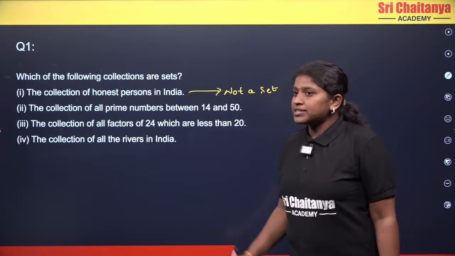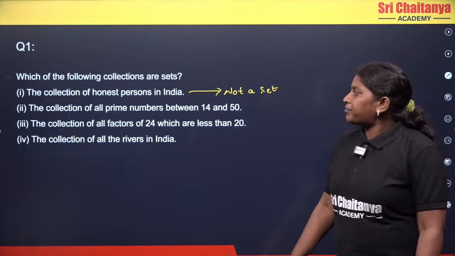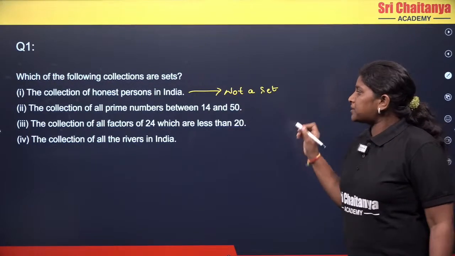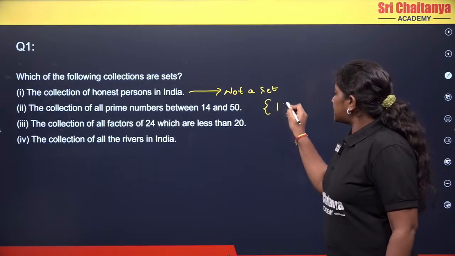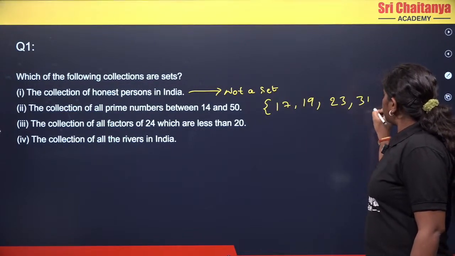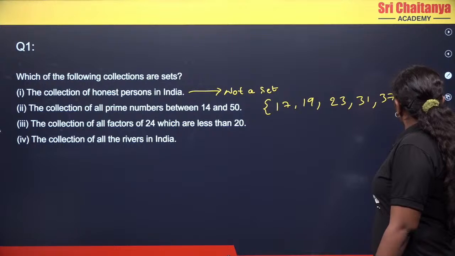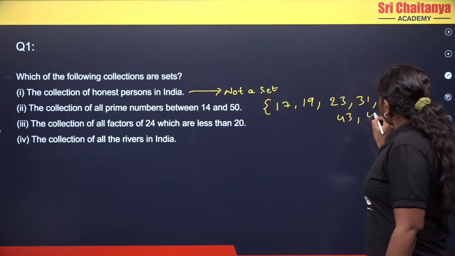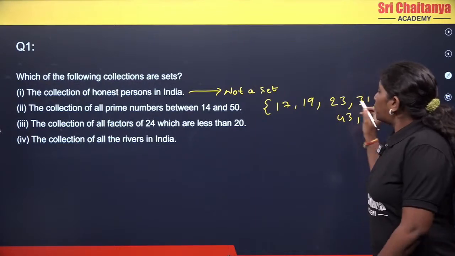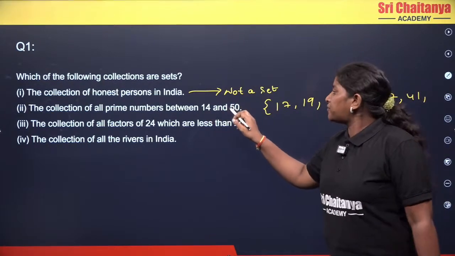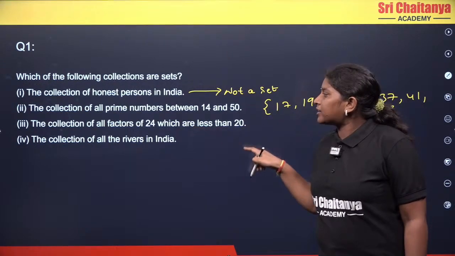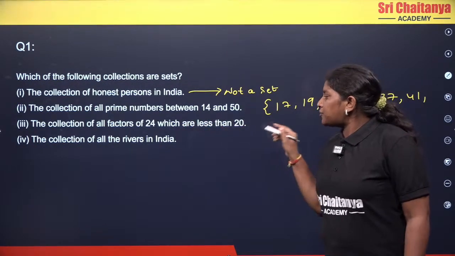Now moving to the second one, the collection of all prime numbers between 14 and 50. The prime numbers between 14 and 50 are 17, 19, 23, 31, 37, 41, 43 and 47. We stop at 47 because we are collecting the prime numbers between 14 and 50. Now moving to the next, the collection of all factors of 24 which are less than 20.